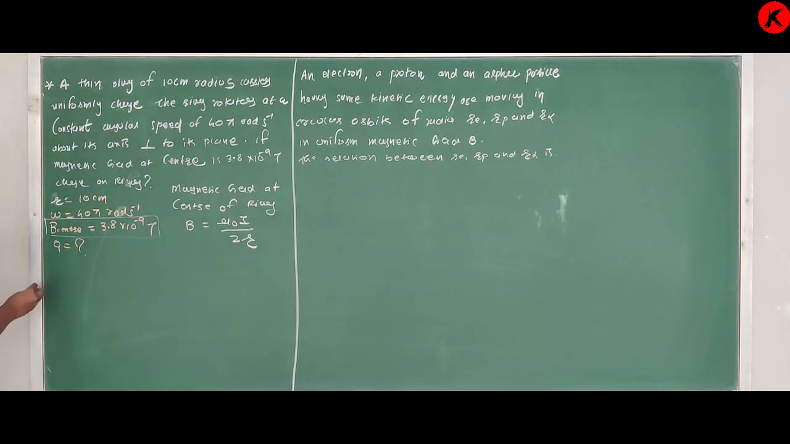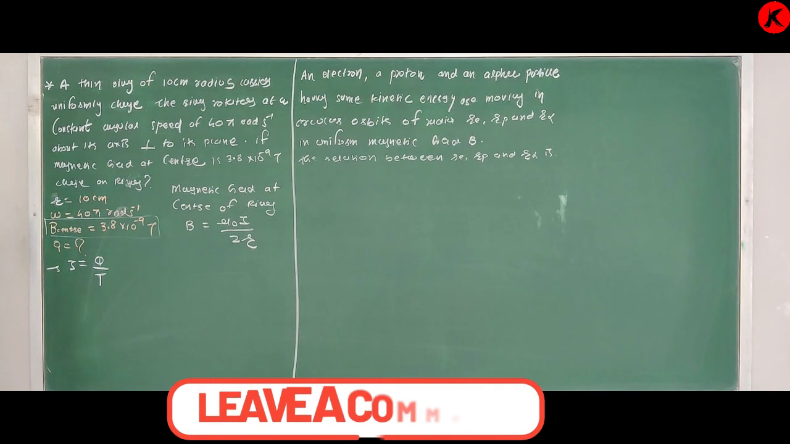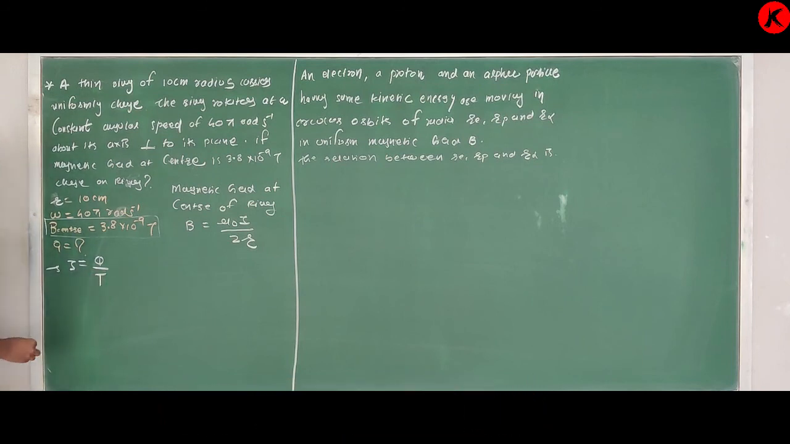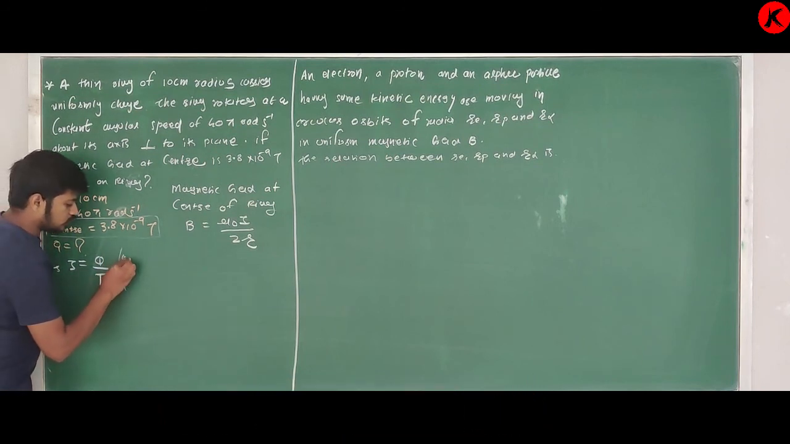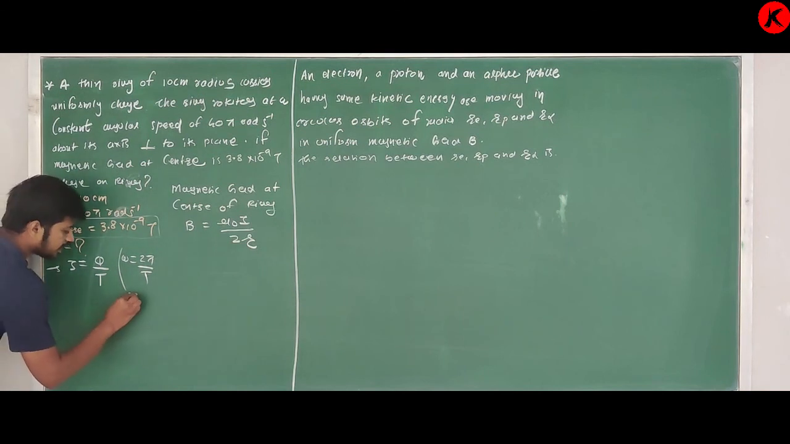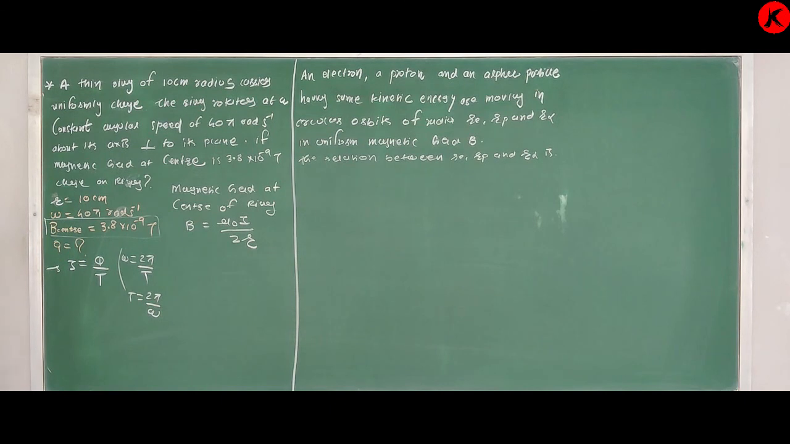You know that I is equal to Q upon T. I am writing capital T because it is performing circular motion, so for that circular motion you can write I is equal to Q upon T. Also, you know that omega is equal to 2 pi upon T, so T is equal to 2 pi upon omega. So I is equal to Q upon T, and T means 2 pi upon omega.